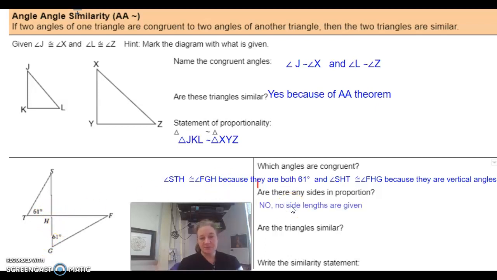So are there any sides proportional? No, I don't know any of the sides. So can I say that they're similar? Yes, because of the angle-angle theorem. So these two triangles are similar because of the angle-angle theorem.